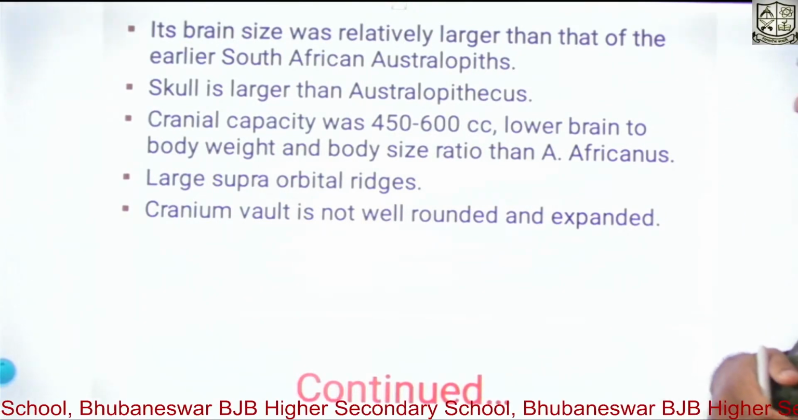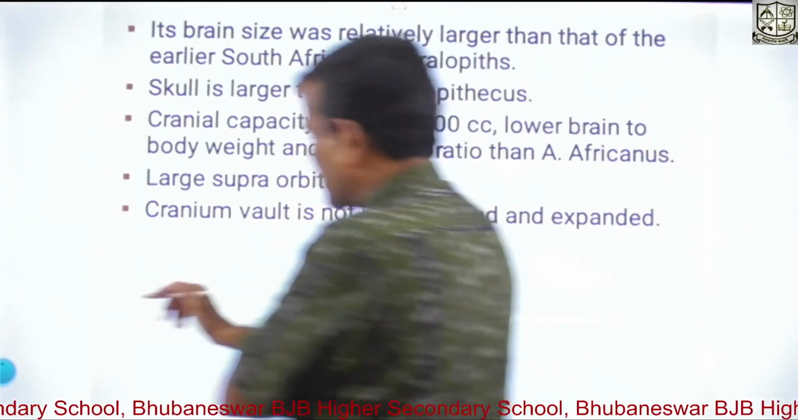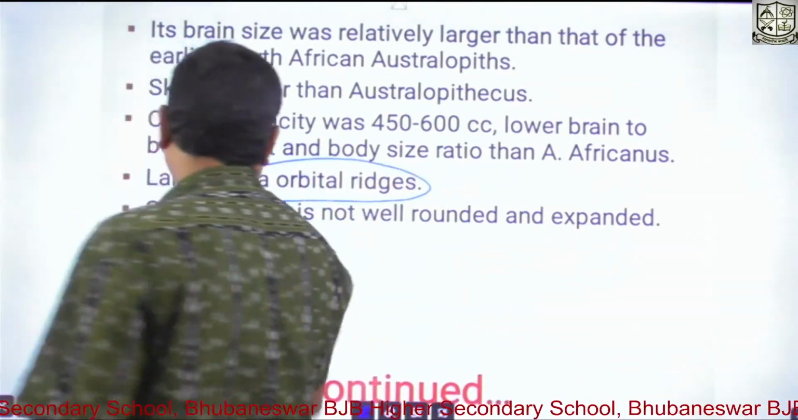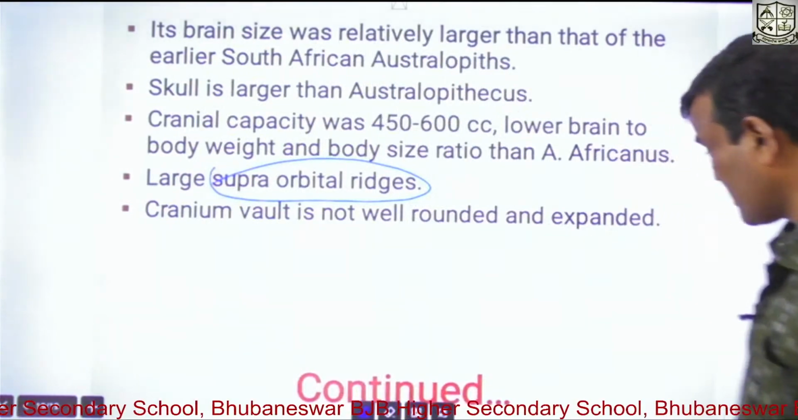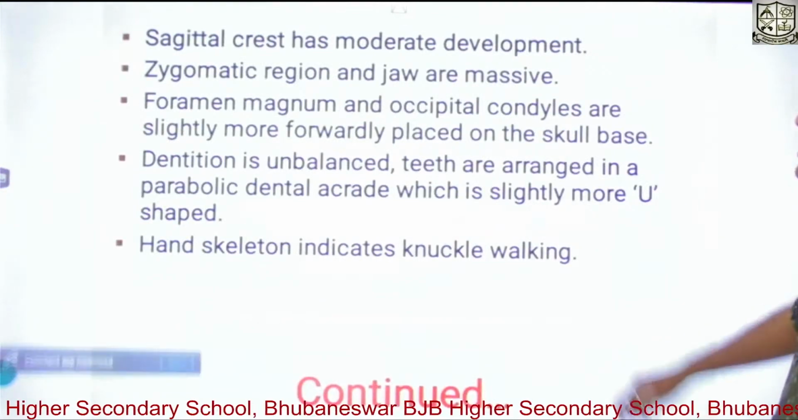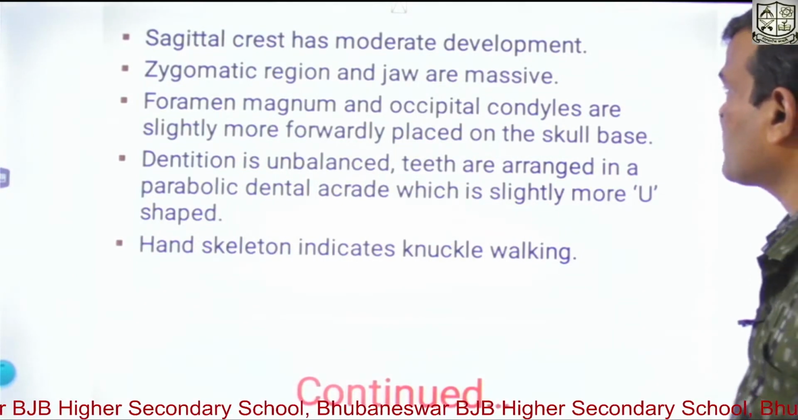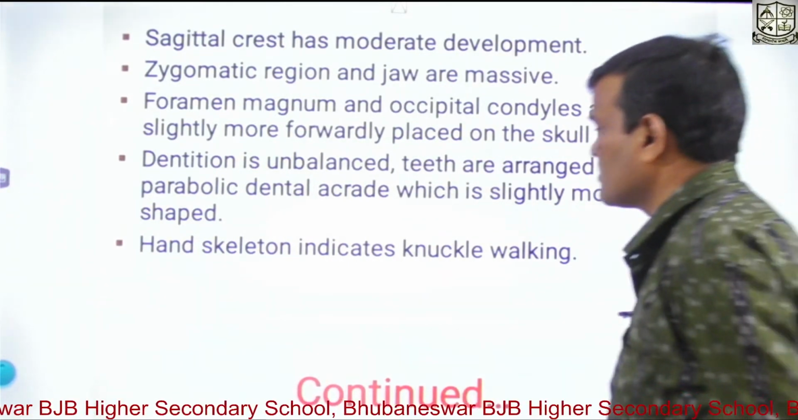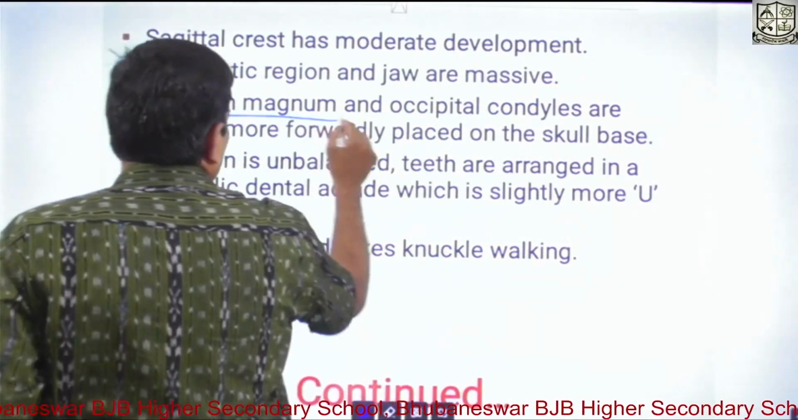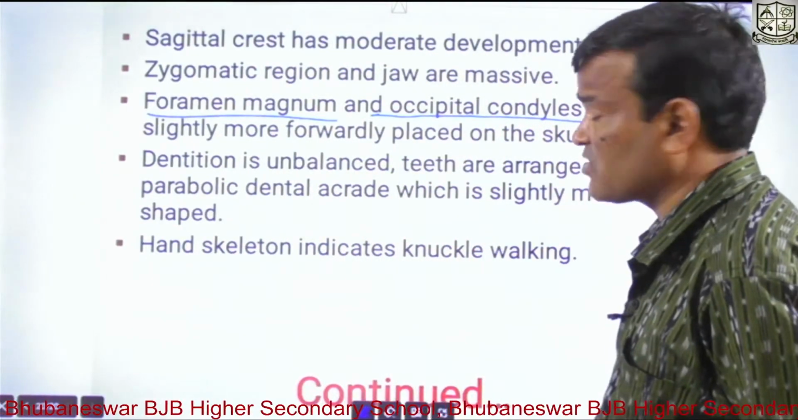And a large supraorbital ridges. Okay. And the cranium vault is not well rounded and expanded. Sagittal crest has moderate development. The zygomatic region that we see is massive in nature. Foramen magnum and occipital condyles are slightly more forwardly placed than in the skull base.